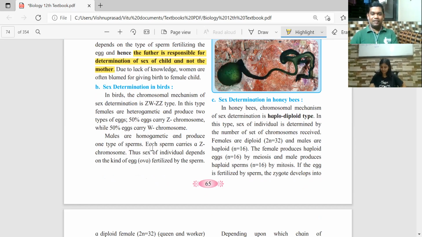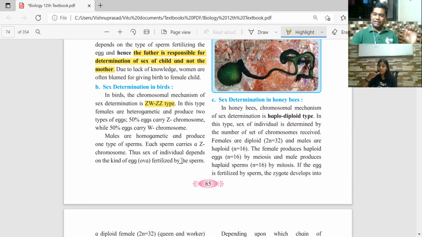Next type. Now we'll talk about sex determination in the case of birds, Class Aves under kingdom Animalia. अब birds में कैसा है ना, human beings में हम लोग ने बोला था XX-XY type of mechanism. Birds में it is known as ZW-ZZ type. जैसा human beings में इसका opposite है.